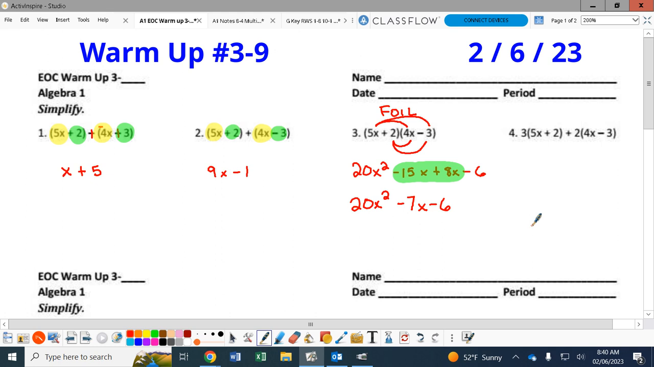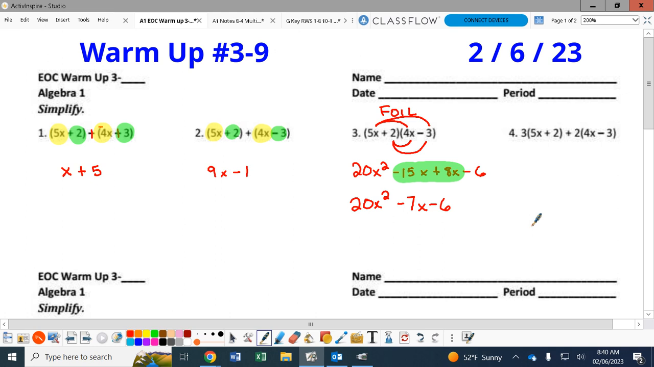All right. The last one that we're going to do is going to be dealing with distributive property and then combining like terms. Two separate distributive, not one, not foiling, not this is distributive property followed by combining like terms. Before we get there, yes sir?